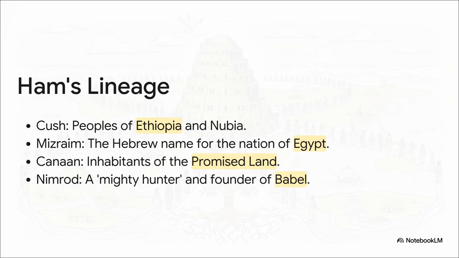So from Ham you get Mizraim. That's the Hebrew name for the powerhouse nation of Egypt. You get Cush, which is linked to Ethiopia and Nubia. And then, and this is a big one, you get Canaan. Those are the people living in the land that would later be promised to Israel. Oh, and we also meet this guy Nimrod, a mighty hunter who founded a city called Babel. And you're definitely going to want to file that name away.